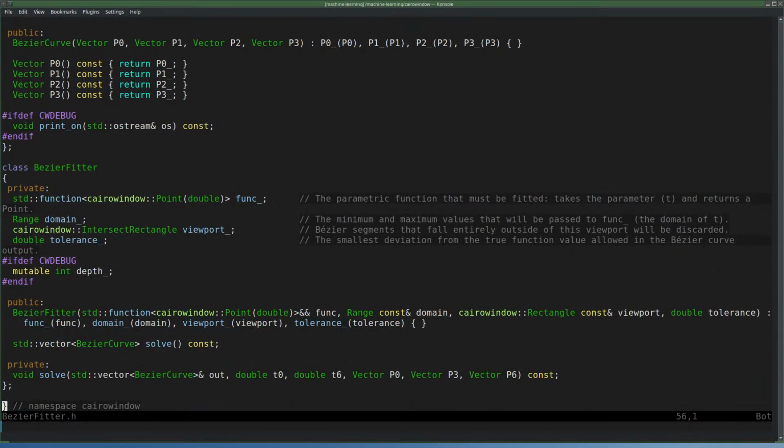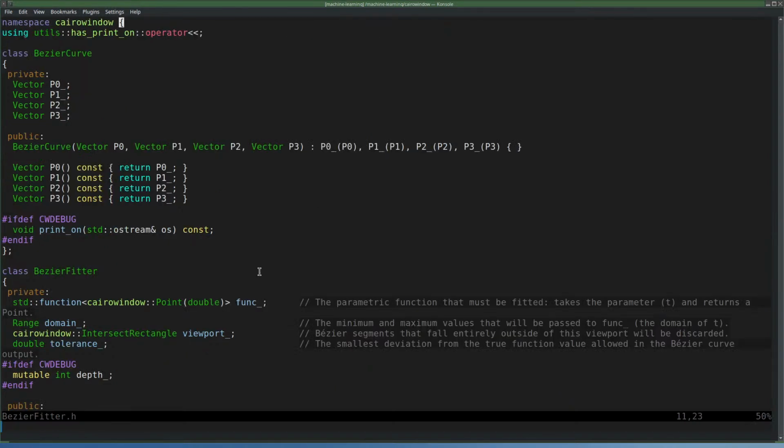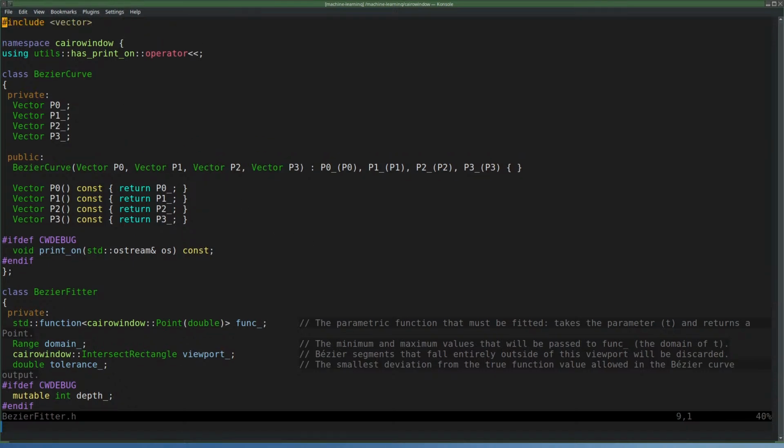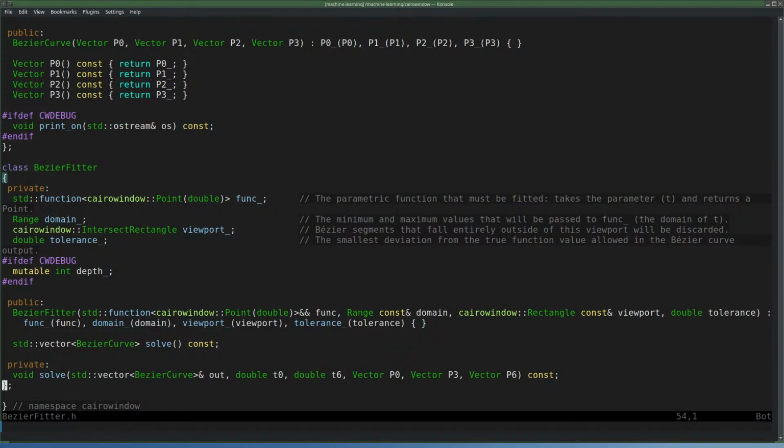Yeah, so never mind the Bezier fitter yet. Now I'm going to work on this class. But I'll start with a commit.